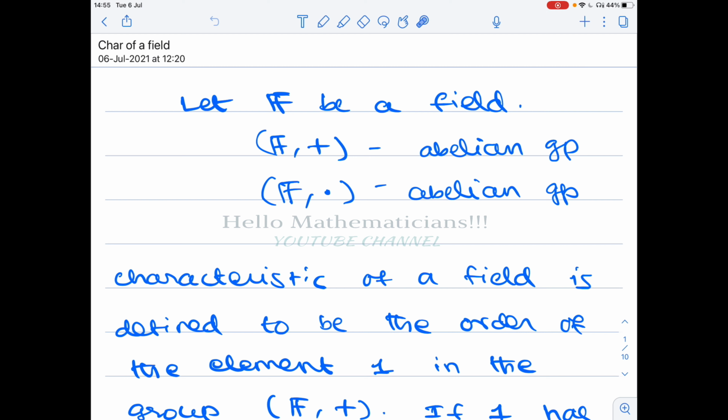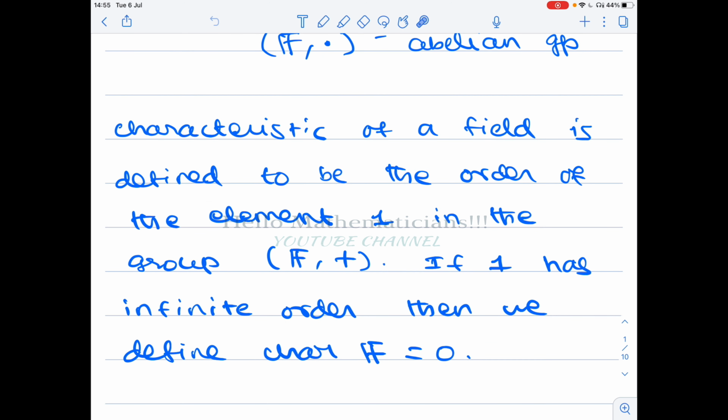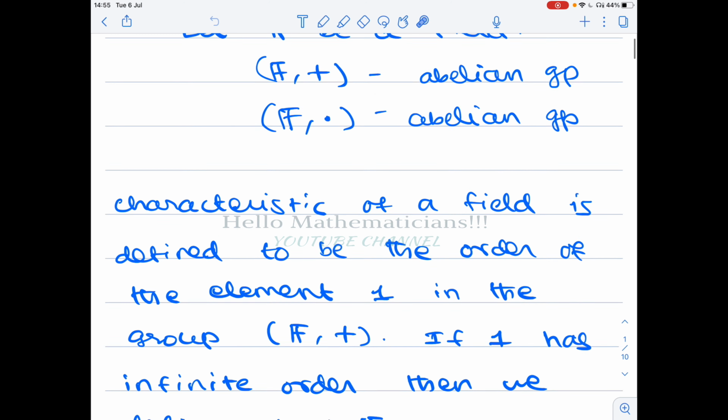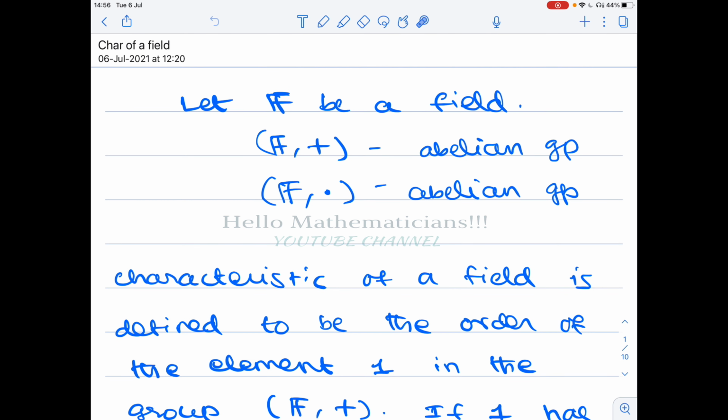Now, let's start. Let F be a field. A field means basically it will be a group with respect to addition, and it will be a group with respect to multiplication also. What is the definition of a characteristic? The characteristic of a field is defined to be the order of the element 1 in the group F comma plus. Every field has the element 1. 1 belongs to F always.